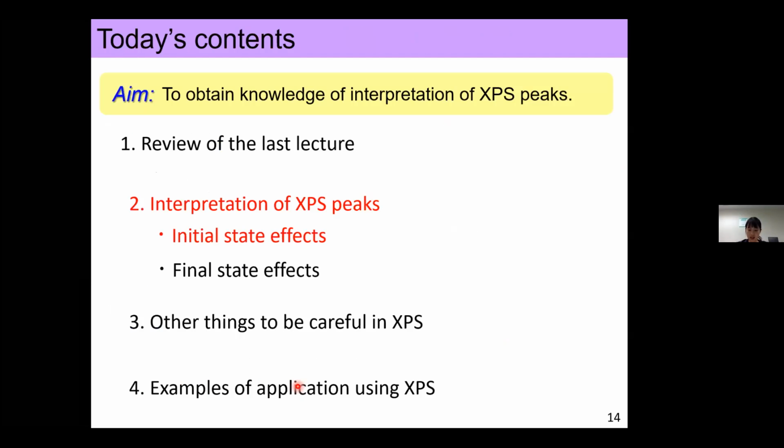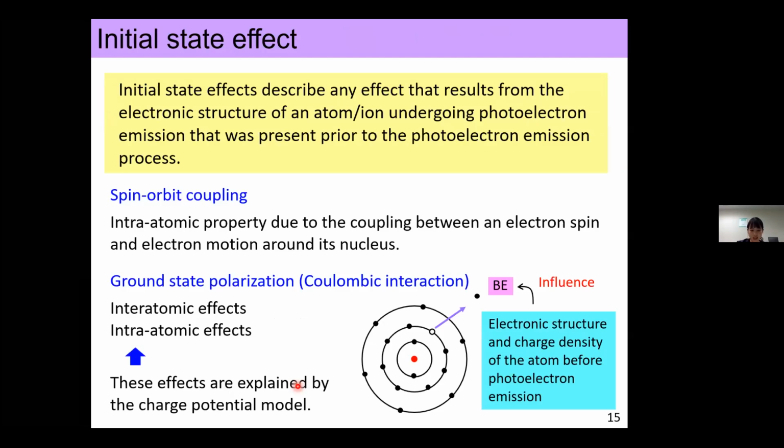So I will explain initial state effects at the beginning. Initial state effects describe any effect that results from the electronic structure of an atom or ion undergoing photoelectron emission that was present prior to the photoelectron emission process. Initial state effect consists of two contributions. One is spin-orbit coupling, and the second is ground state polarization.